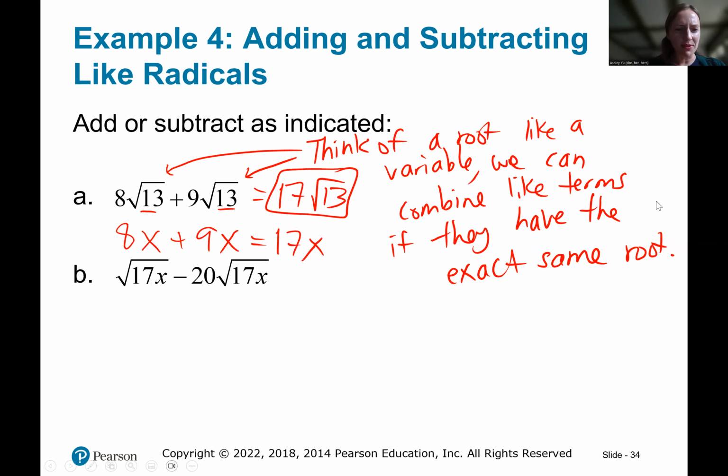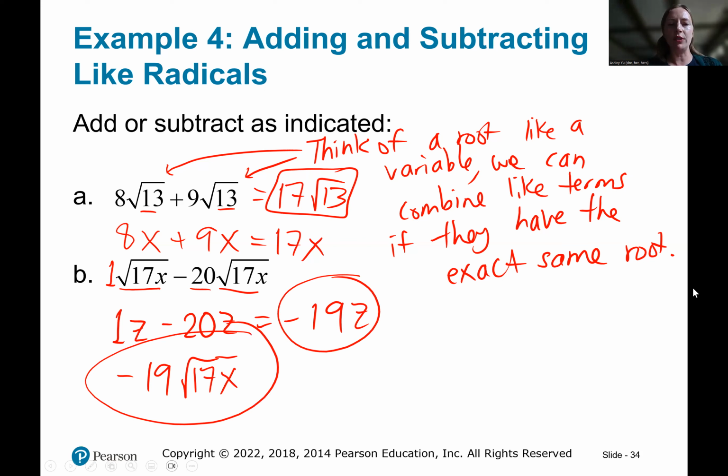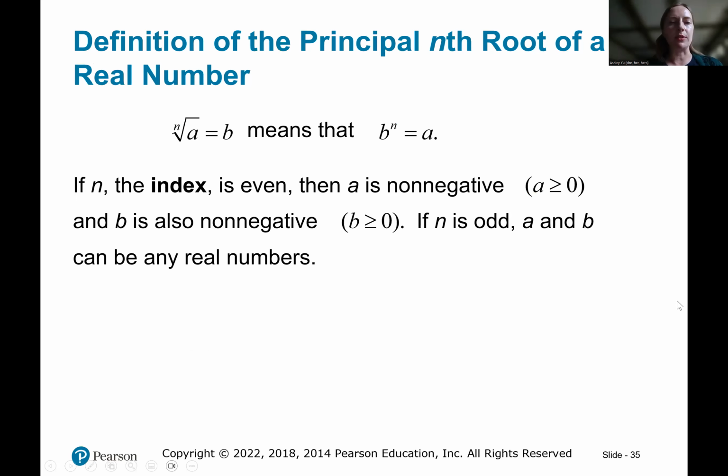And then this one, similarly, I'm checking. There's a root. This guy has a root. Are they the exact same root? Yes. The coefficients are different. This guy has an invisible 1 in the front. This guy has a negative 20. But the 17 and the x are all inside the root. So almost think of this as like a variable, 1z minus 20z. Just subtract their coefficients. 1 minus 20 is negative 19z. So in this case, I'm going to do negative 19 square root of 17x. That's weird. You won't see that too often, but you treat it like a variable. Don't add or subtract what's in the front.